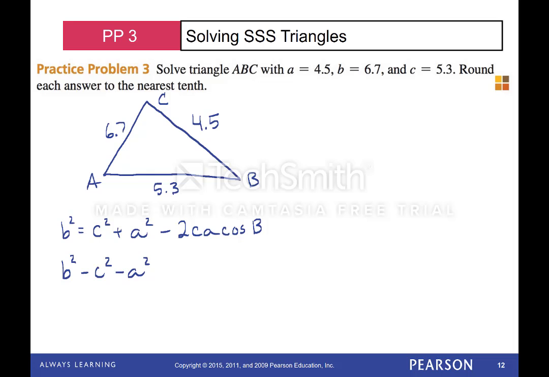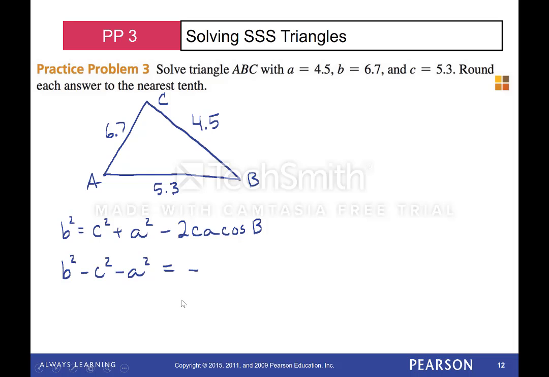Now notice here we're not solving for the B value. We actually are solving for the angle value. And so what we have to do now is we have to move everything around. We're solving for the B value. That's why this is so much different here. You're going to move the C squared to the other side. Move the A squared to the other side.